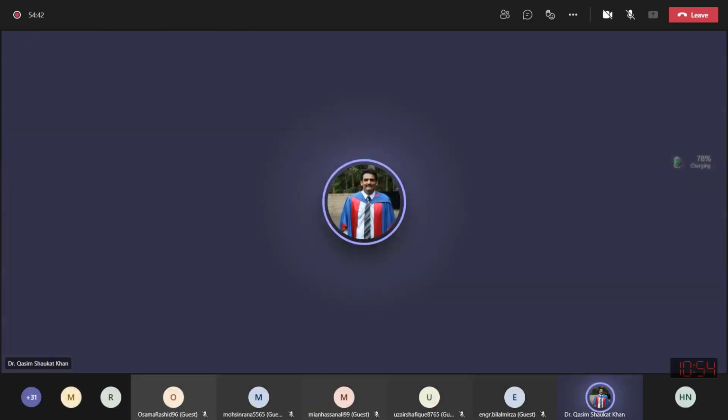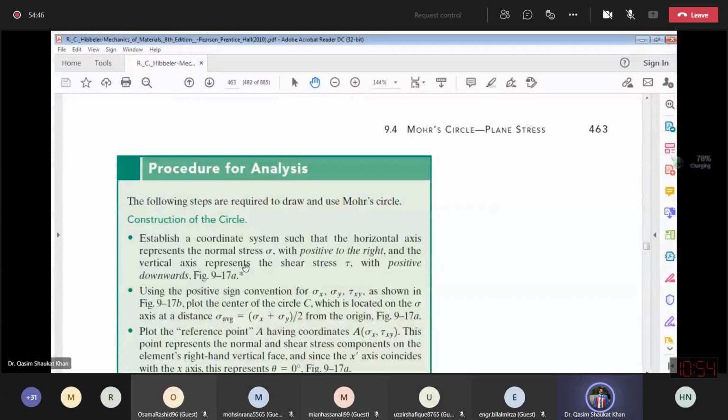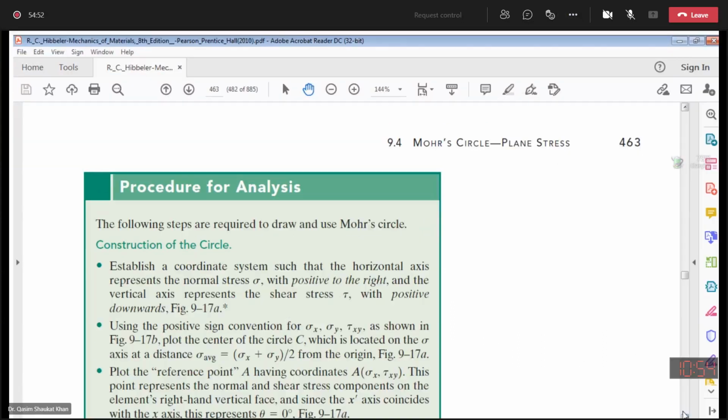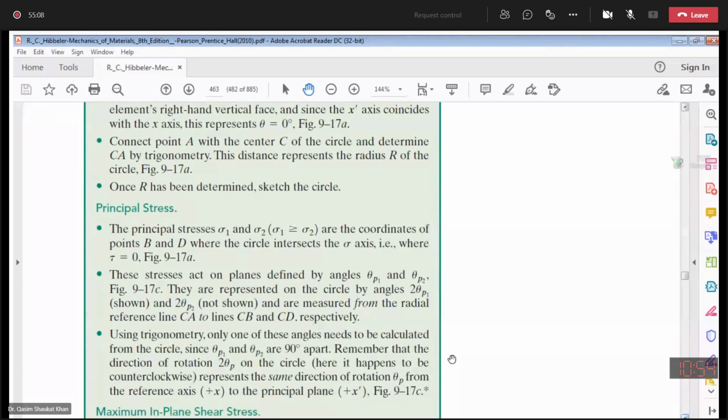So in the book, the same: the first step is to establish the coordinate system. Then you have to mark the average point. Then the third step is you have to mark the reference point. Okay? Here first you mark the center point, then you mark the reference point, then you connect C to A, and that is your radius. You get the circle. Then you have to get the principal stresses.